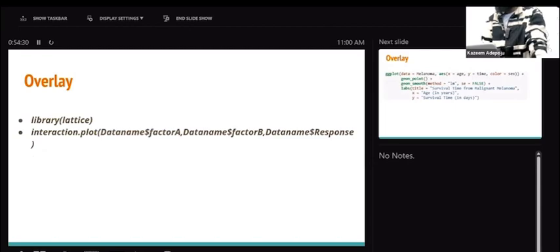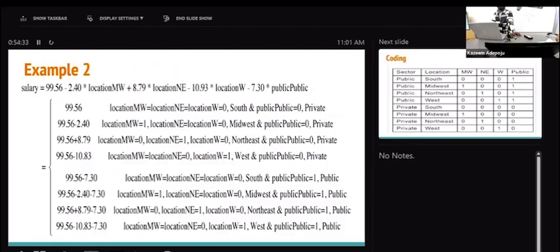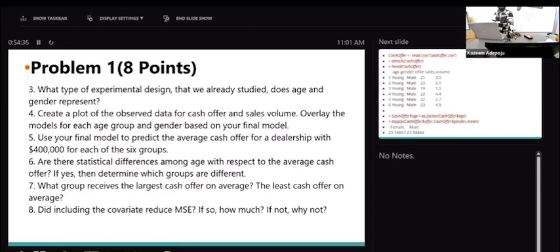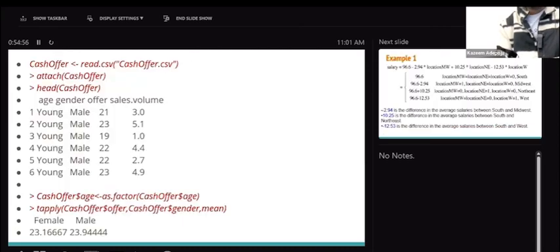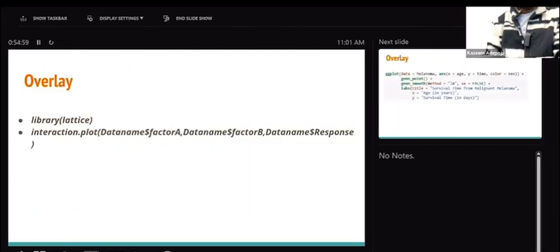Like I said, you need this guy here in question 4. Look at question 4. Create a plot of the observed data for cash offer and sales volume. Overlay. It's just like plotting two quantitative variables, then overlaying them with the two categorical factors. And if you follow this code, but you need to load the library lattice. What is going to be factor A? Your factor A may be age. Your factor B is gender. Of course, you know your response. You put your response and the data name, what is the name of your data? You're going to see the plot.